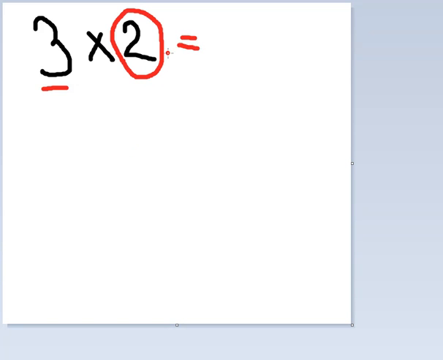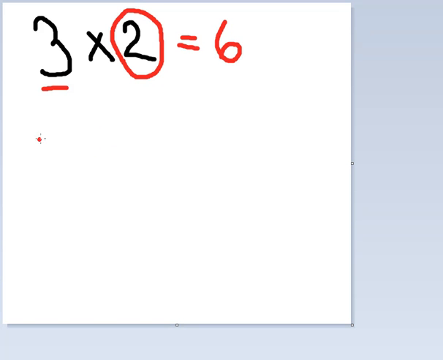I know the 2's rule says double the number. I double the number that has the action on it. So the number that gets doubled is the number that I underlined, or the 3. So I say to myself, what is 3 if I double it? 3 plus 3 is 6. So my answer is 6.